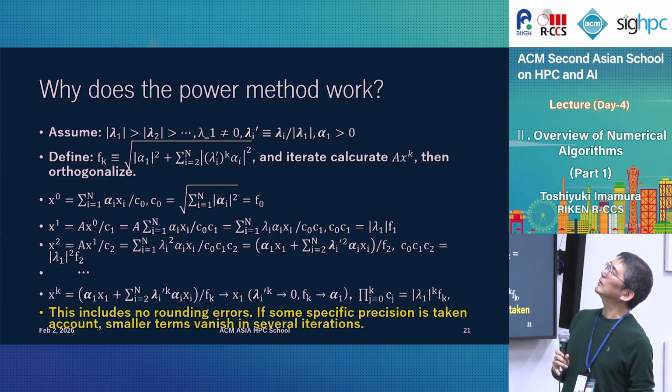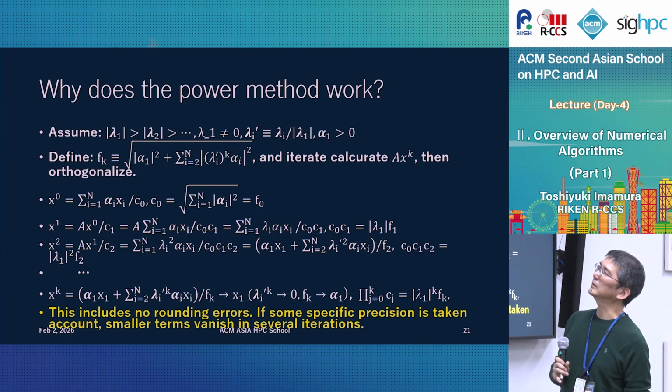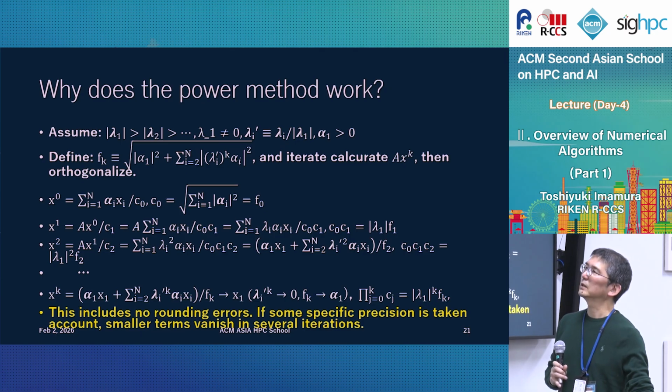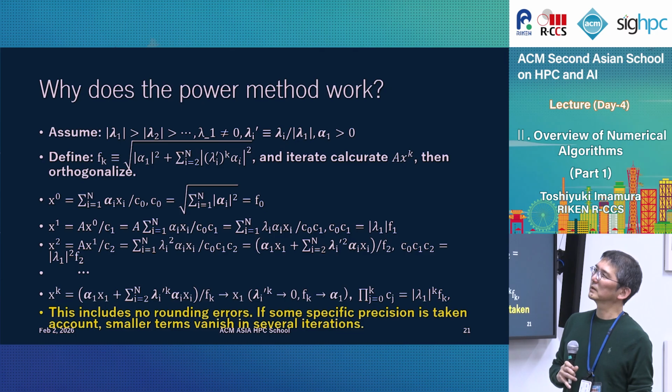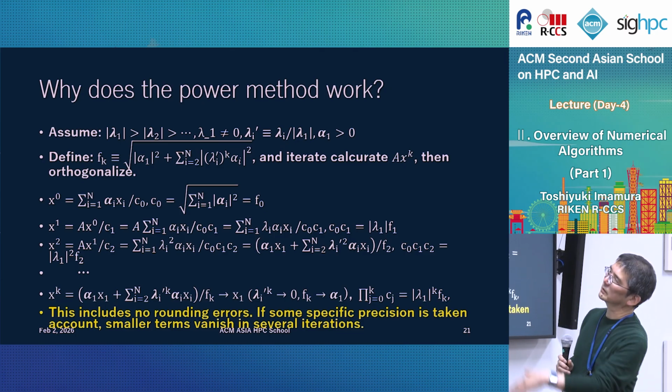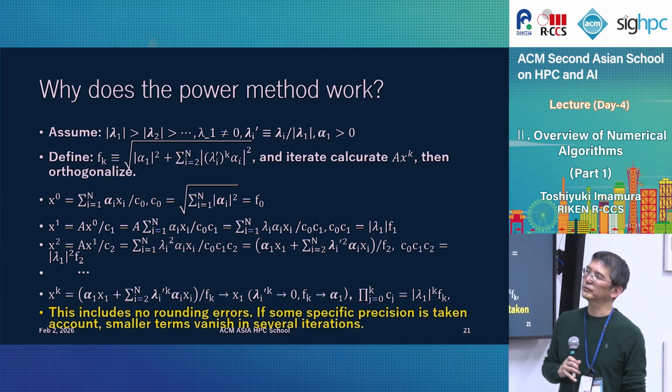But we are not sure about the internal principle. So why does this iterative process converge to the absolutely largest eigenvalue? So this is just a brief proof.